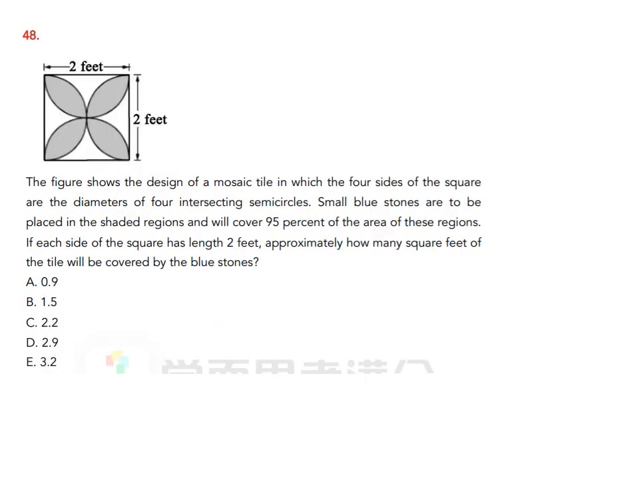The figure shows the design of a mosaic tile in which the four sides of the square are the diameters of four intersecting semicircles. Small blue stones are to be placed in the shaded regions and will cover 95% of the area of these regions. If each side of the square has length 2 feet, approximately how many square feet of the tile will be covered by the blue stones? This is a tricky math and easy as well.